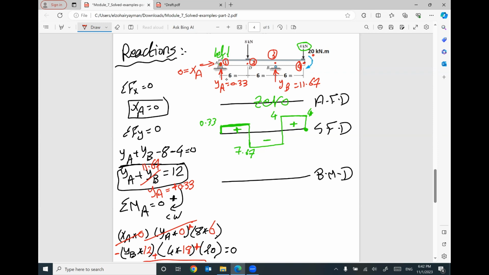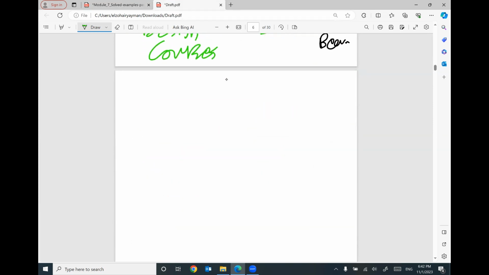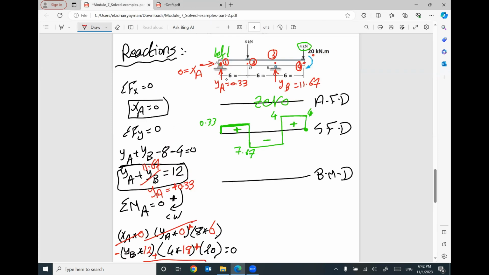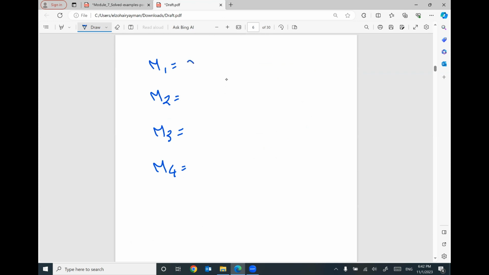That makes sense? So I'm gonna start with M1, M2, M3, and M4. The beginning of the beam, I don't have any given moment. Nothing given at this end, A. So your moment will be 0.